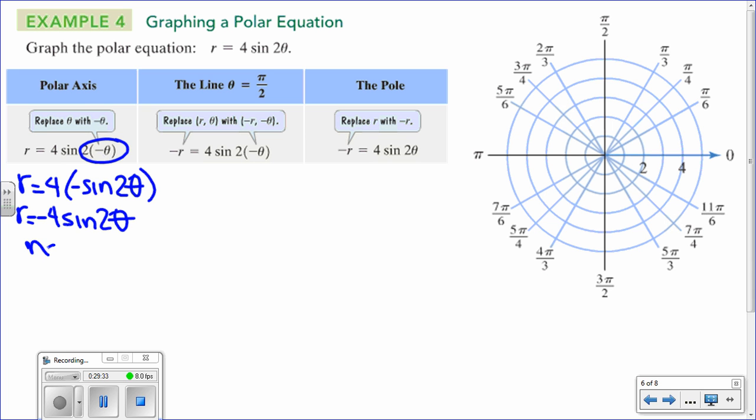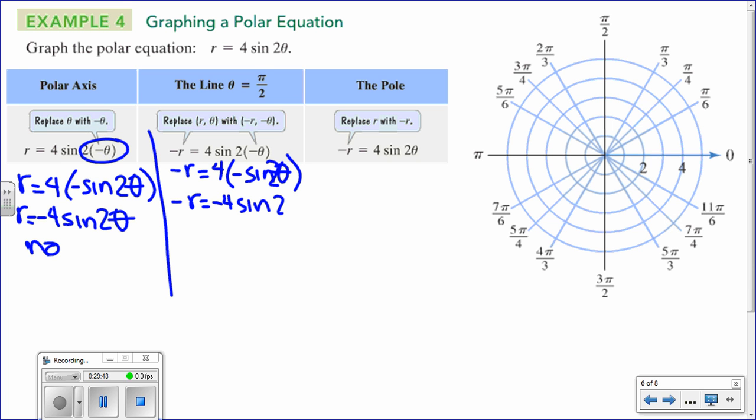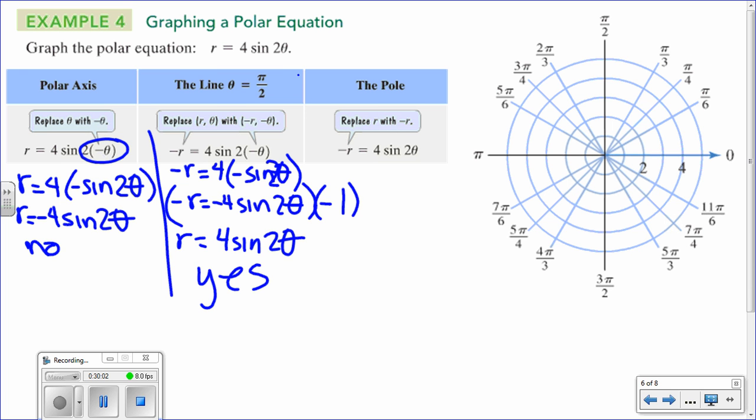So no symmetry, right? The next one we change both. So this will be negative r, and then we're going to have 4 times the negative sine of theta, of 2 theta. So then this will turn into negative 4 sine of 2 theta. And if we multiply everything by negative 1, they're going to change to their opposite sign. So we'll have positive r, and then positive sine 2 theta. So then, yes, we are going to have symmetry with respect to that vertical line pi over 2.